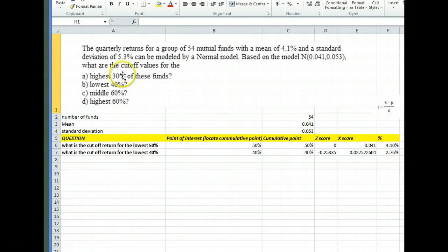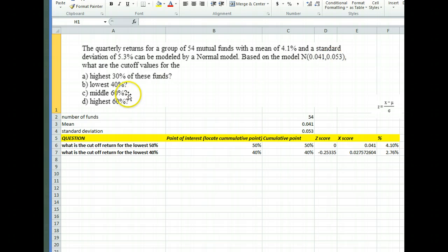The question is asking about a quarterly return for a group of 54 mutual funds. The mean is 4.1% and the standard deviation is 5.3. We are to assume that it's a normal model, and that's important for some of the calculations we're doing. Based on the model, and this is how it's written, the first expression is the mean and the next one is the standard deviation.